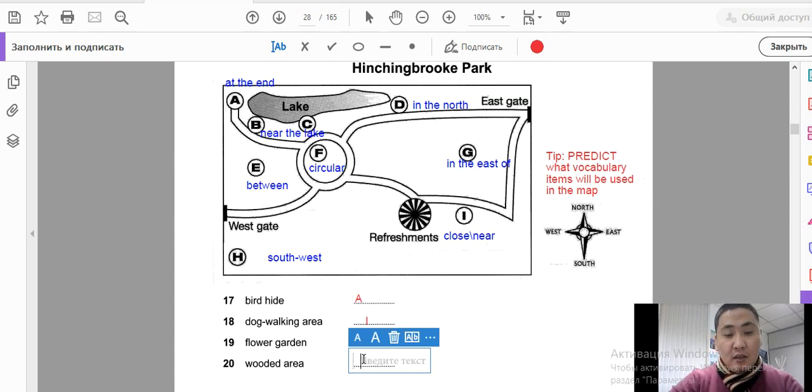So I have told you that doing a listening exercise, especially a map, is a piece of cake. A piece of cake means easy.